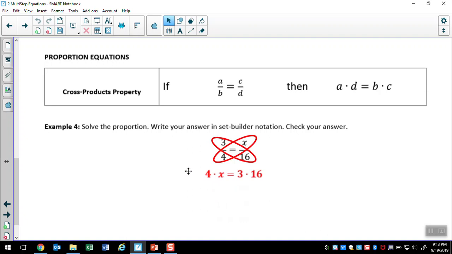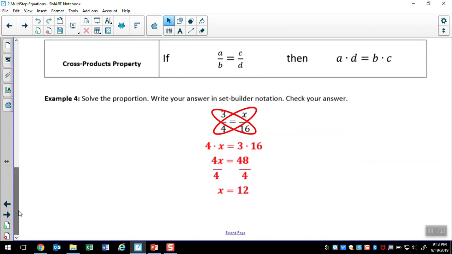Doesn't matter which one you do first, and you may end up having a preference. My personal preference is to do whatever diagonal has the x in it first. All right, so now we can simplify both sides. So I get 4x is equal to 48. To isolate that x, I'm going to divide both sides by 4. And then we end up with x equals 12. Now we can go ahead and put that into set builder notation.